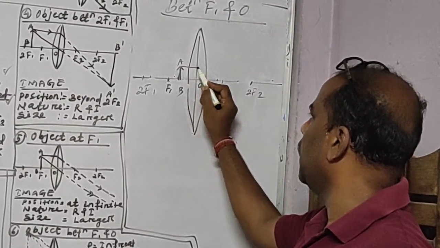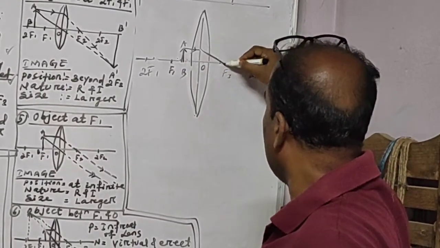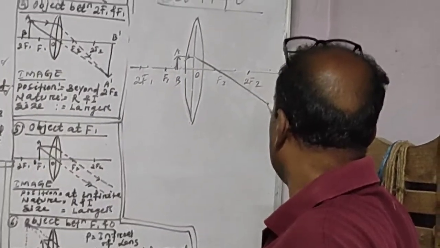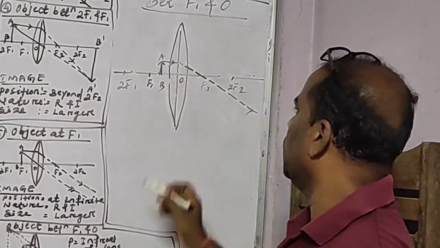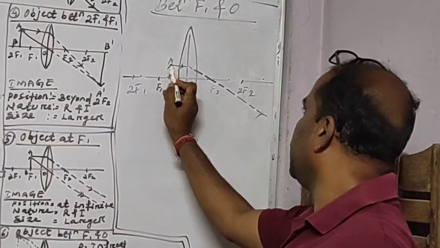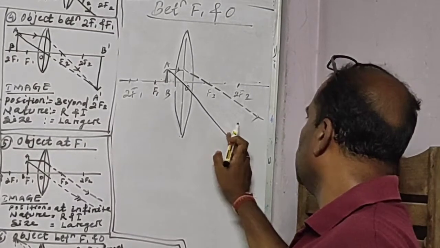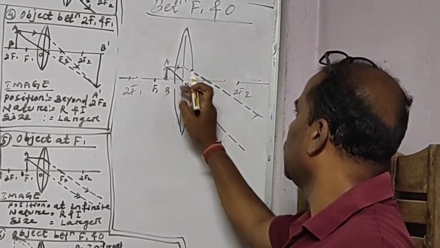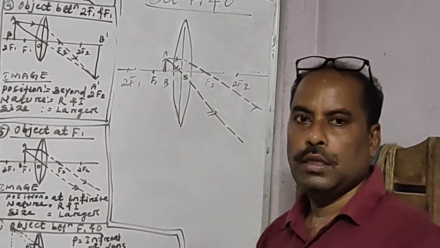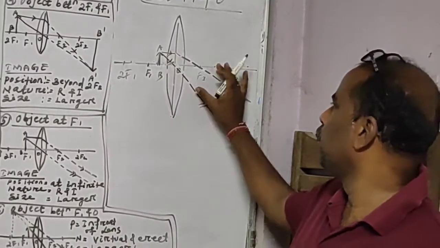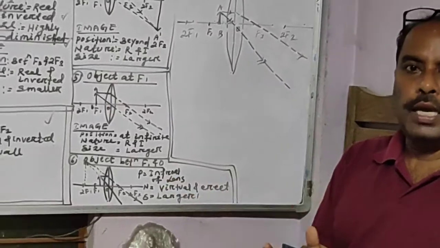First ray will be parallel. If it is parallel, it will pass through the f1. It will be through f1, the refracted ray. Then another ray will go through the optical center. So now this will be the refracted ray. Second ray. Okay.